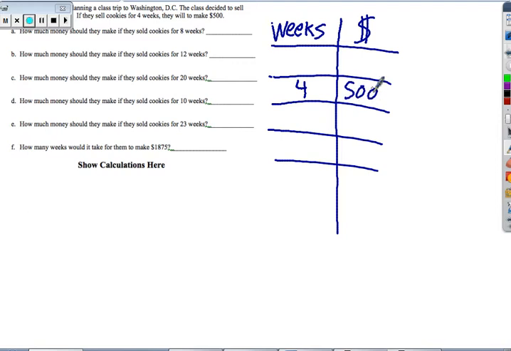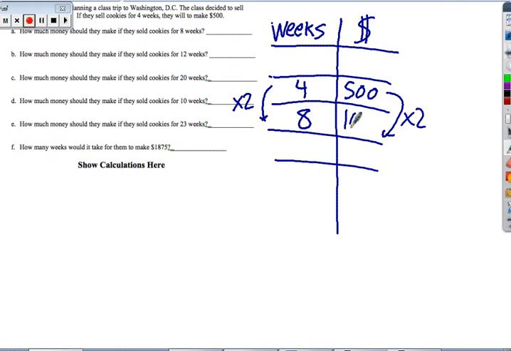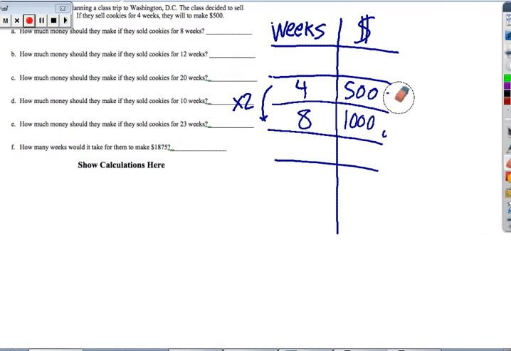Now we're first asked in part A, how much for 8 weeks? Well, this isn't too bad because I know that if I double 4, I'm going to get 8. So if I'm doubling the amount of weeks that I'm working, I'm going to be doubling the amount of money that I'm going to be making, right? So if we double 500, we will get 1,000, okay? So the first one's pretty intuitive, using the ratio table.